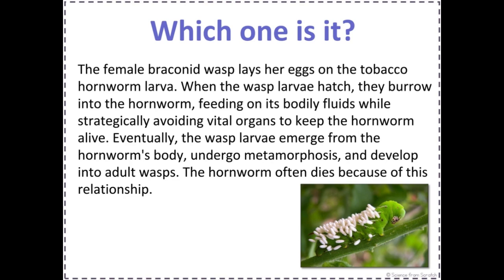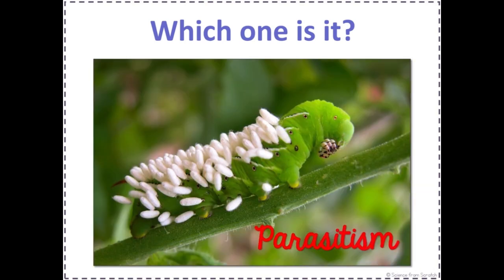What do we think? So we have the wasp and the hornworm. Those are our two species. The wasp lays its eggs and takes over the hornworm's body, and hornworm eventually dies. That's going to be parasitism. Okay, super gross.